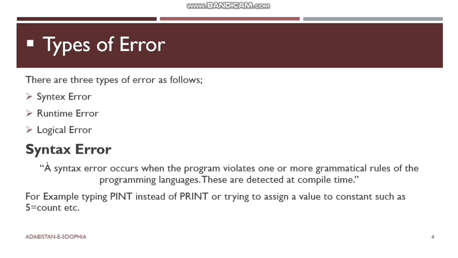For example, typing paint, this is a spelling mistake. Typing paint instead of print, or trying to assign a value to a constant such as 5 = count, etc. 5 = count, this is also very easy to understand. Whenever you assign a certain constant to a variable, as in maths also, you always write the variable on the left side and the constant on the right side. So this is the wrong way to assign a value to a constant. This is a syntax error.